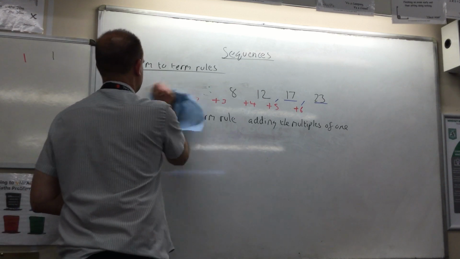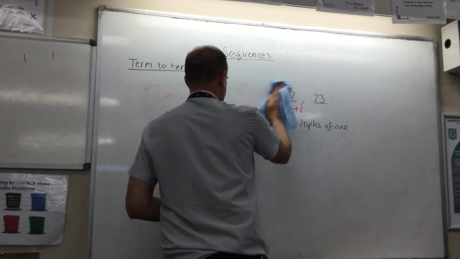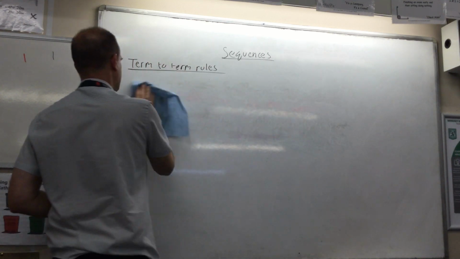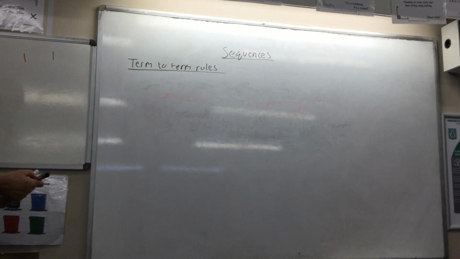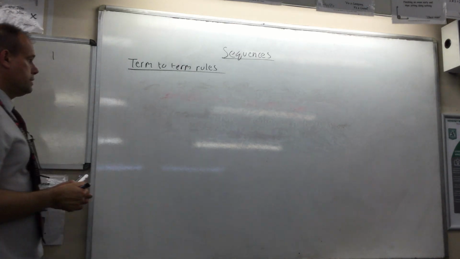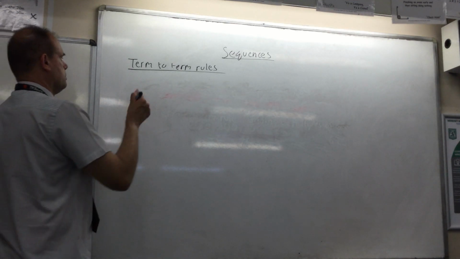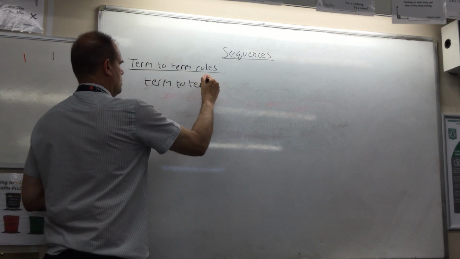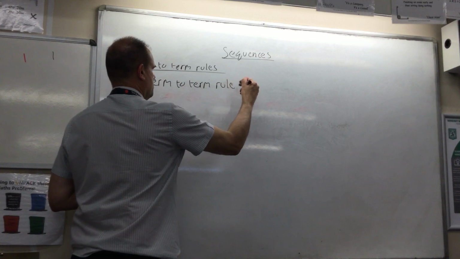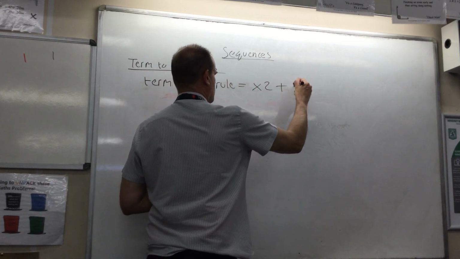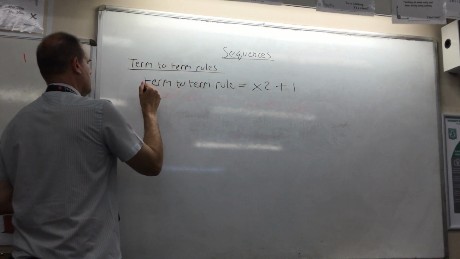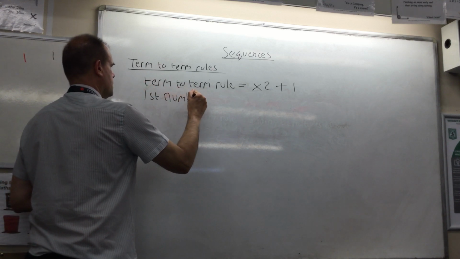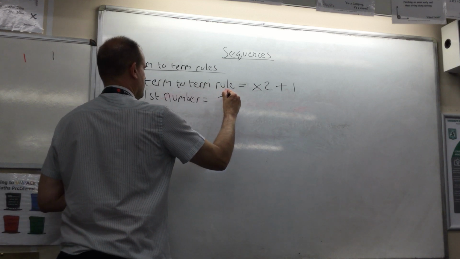What you could also be given is the actual term-to-term rule. It could be more complex. For example, to generate a sequence, you've got to know the starting number, and you need to know the rule. And I'm talking about term-to-term rule. So let's say here, I tell you that the term-to-term rule is multiply by 2, add on 1. And I'll tell you that the first number of the sequence, let's call it, I don't know, 3.